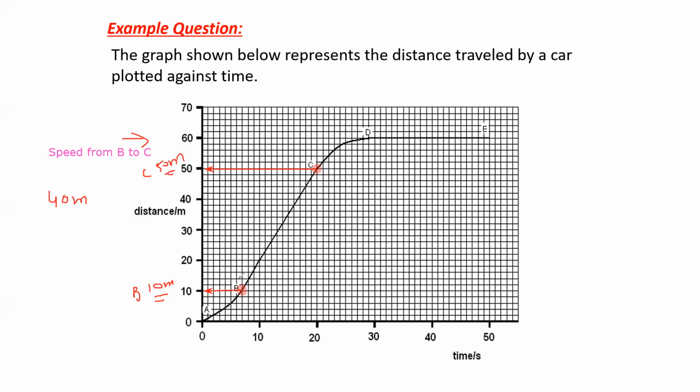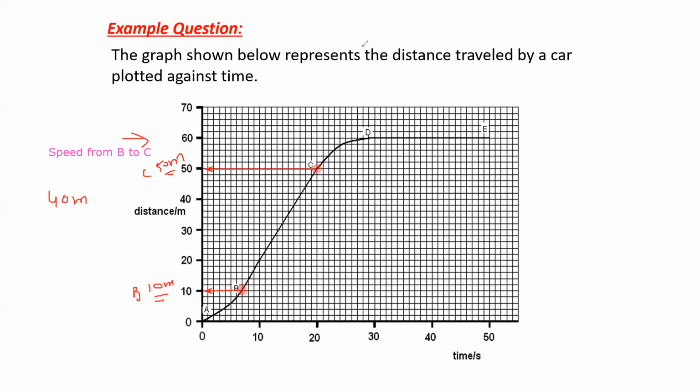Because at point B, we don't need the total speed, we need the speed from B to C. So we should know the distance traveled from B to C. At point B, it was at the 10-meter mark, and at point C, it is at the 50-meter mark. So from B to C, it covered 40 meters.